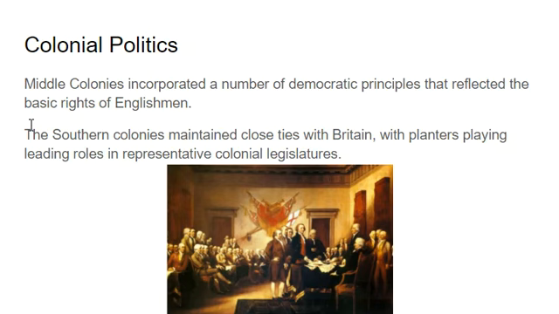And the southern colonies maintained close ties with Britain, with planters playing leading roles in representative colonial legislatures. So a lot of the people who were planters, a lot of farmers, they were in the legislature, which just means they made a bunch of the laws.